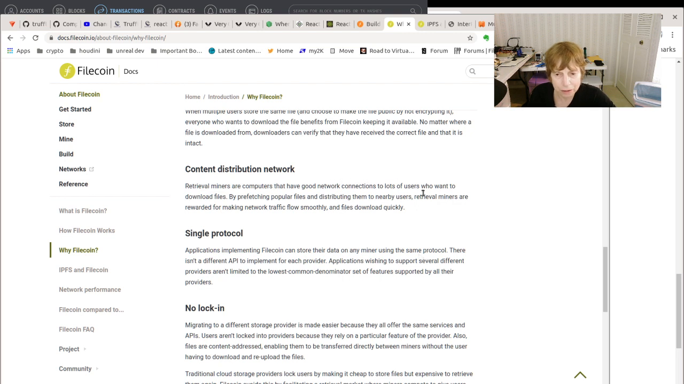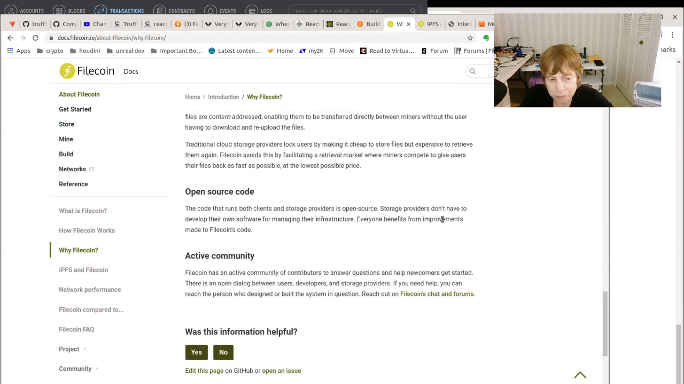Now, I'm not sure what they mean by off-chain. That's something to be looked into. You know, everything's open source, active. So if you have data you want to store and you want to store it in a distributed, secure manner, this is going to now be an option.